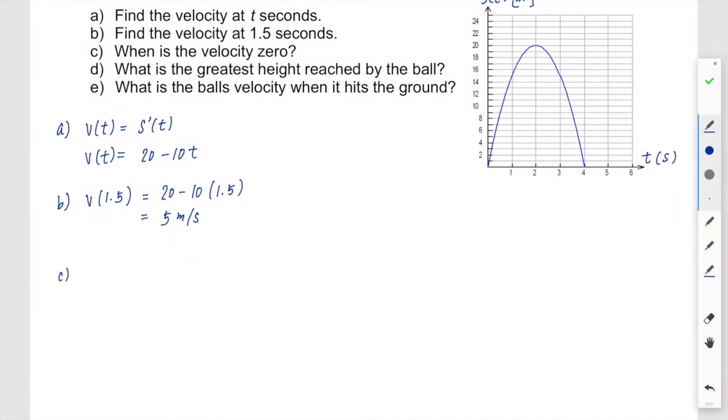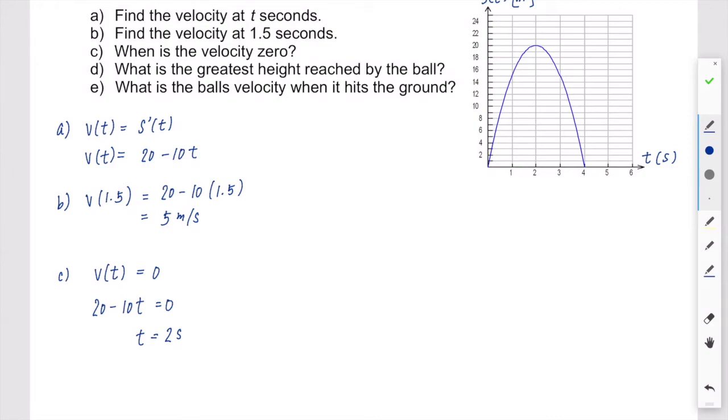Part C. When is the velocity 0? v of t equals 0. 20 minus 10t is equal to 0. t must be 2 seconds. Easy so far, right?